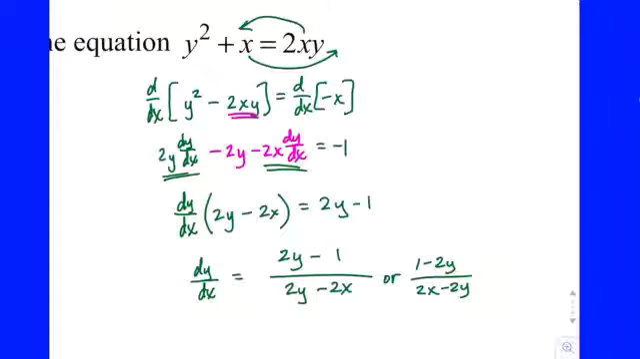If you feel like you need more practice with the algebra, solve for dy dx first and then plug in. If you never practice that, you're not going to be able to do that when you need to.